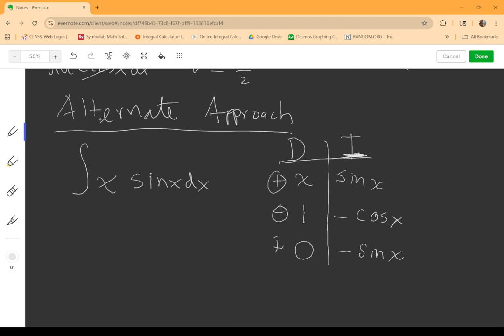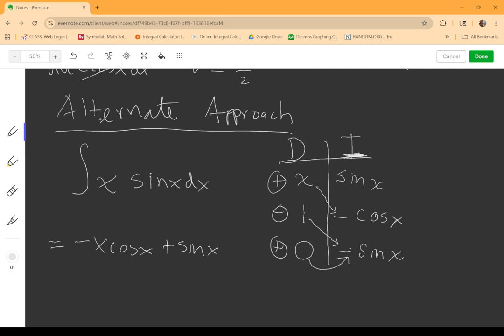Now that I have this, I'm going to alternate my signs. I'm going to start with positive, then negative, then positive. It just comes down to keeping track of signs. This one will be positive, this is negative, this is positive. And I'm going to draw these arrows here. Then here we get negative x cosine x. So I'm going to multiply, and then negative times negative is plus, so plus sine x.